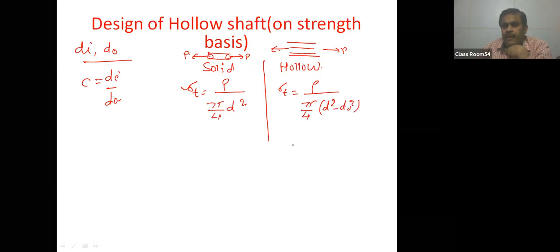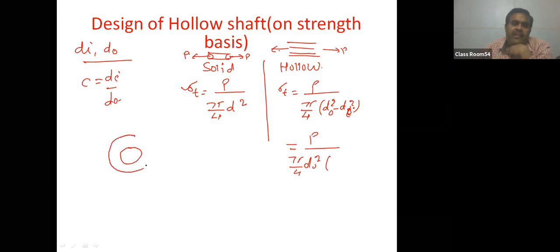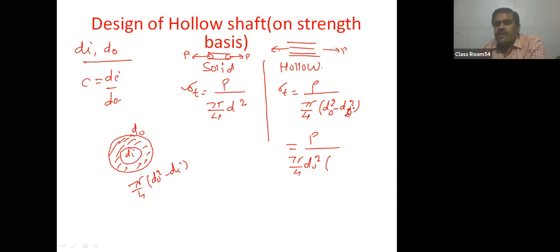If I take common pi by 4 do square, then I have do square minus di square. The area of the hollow shaft can be found. It is di, it is do, and this is the material. So the area of the cross section is pi by 4 times do square minus di square, where the outer diameter is do and the inside diameter is di.